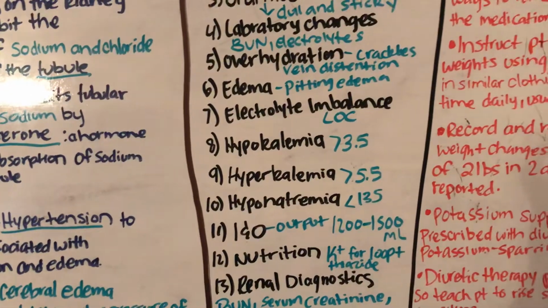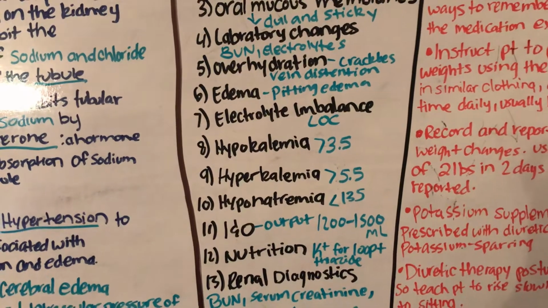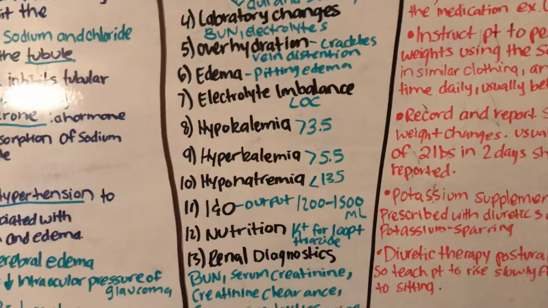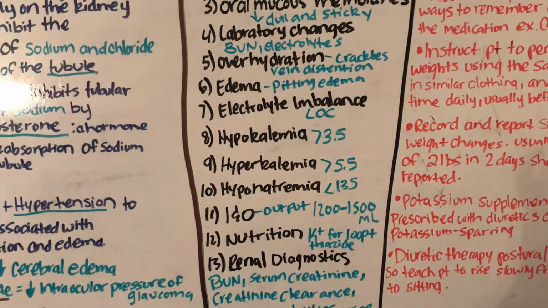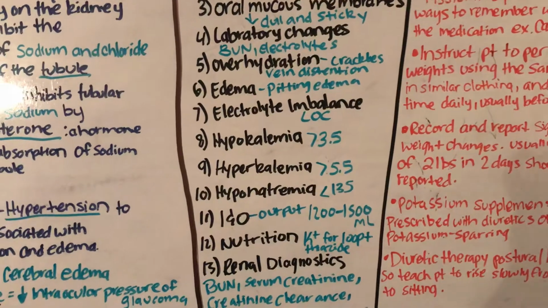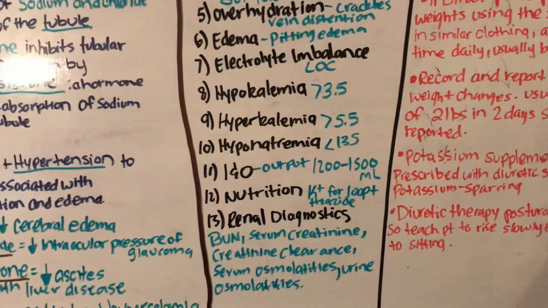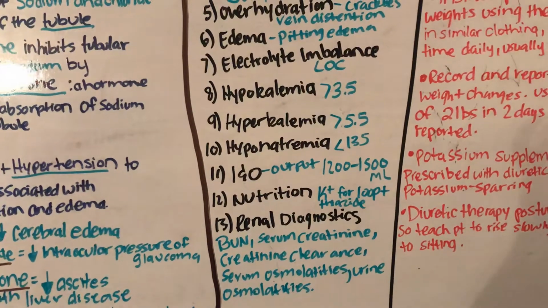With hyperkalemia, they have too much potassium, and it would be greater than 5.5. With hyponatremia, that's their salt, it will be less than 135, and with hypernatremia, it will be over 145. So you want to assess the I&O, and the output should be 1,200 to 1,500 milliliters per day.